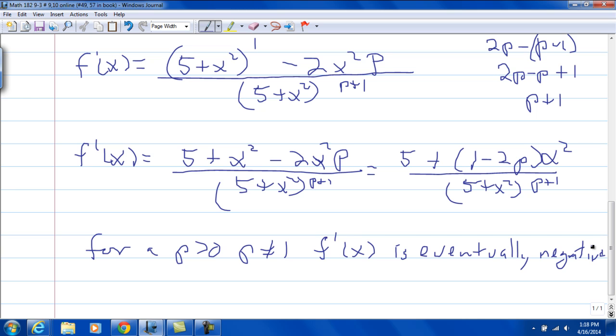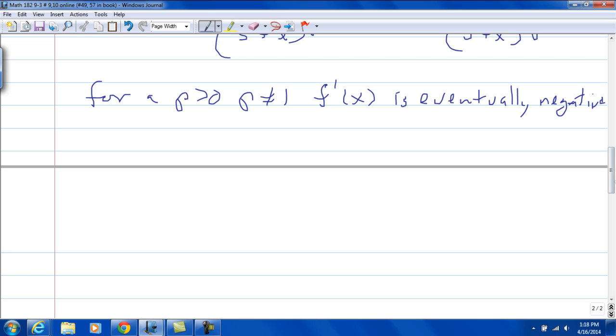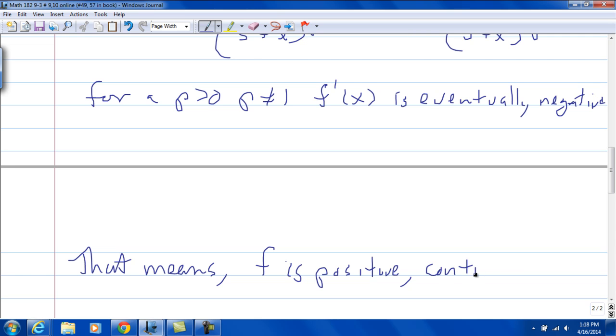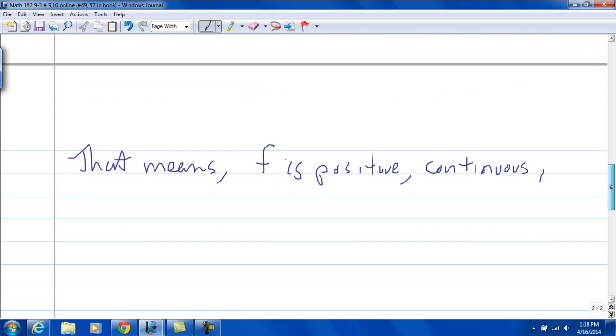So that means that f is positive, continuous, and with a negative first derivative, eventually decreasing.